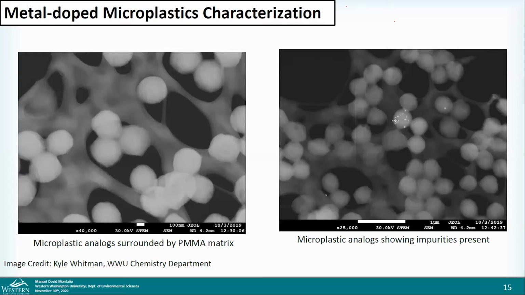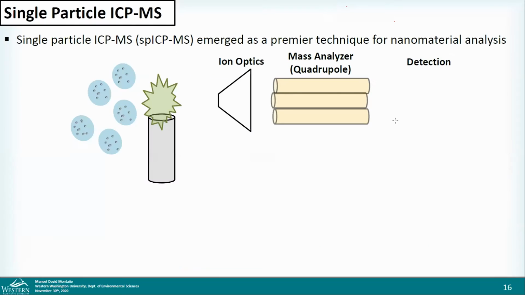And so the approach we're using to track individual particles is a technique called single-particle ICP-MS. And to explain that, conventional ICP-MS has us taking an aquatic sample or an aqueous sample, and we usually dissolve it up.